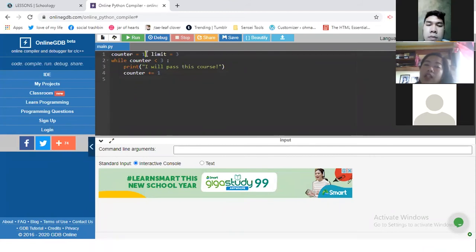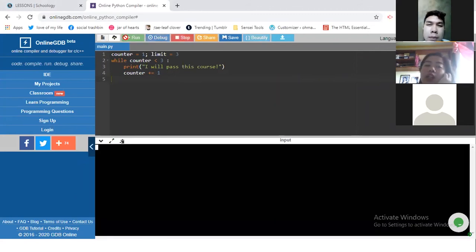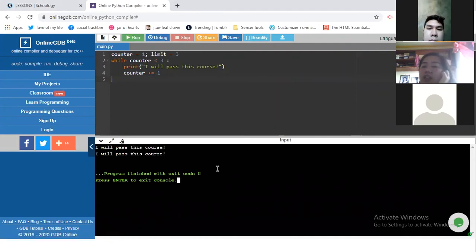Semicolon, bilyaran. What else? Oh, let's check. Meron pa ba nakikita? Okay, tingnan natin. Okay. So, na-convert lang natin yung while flowchart into a program.